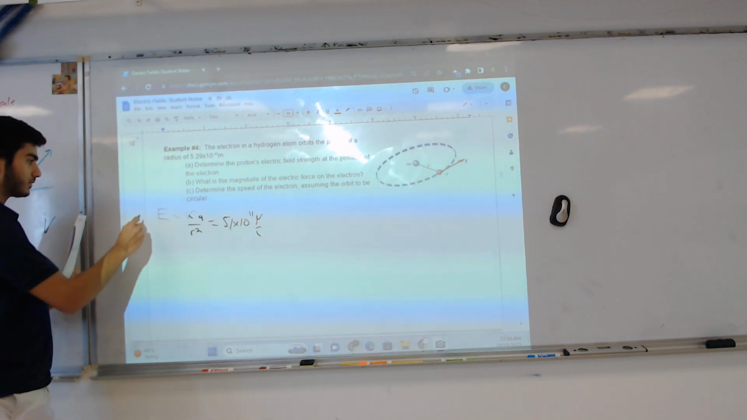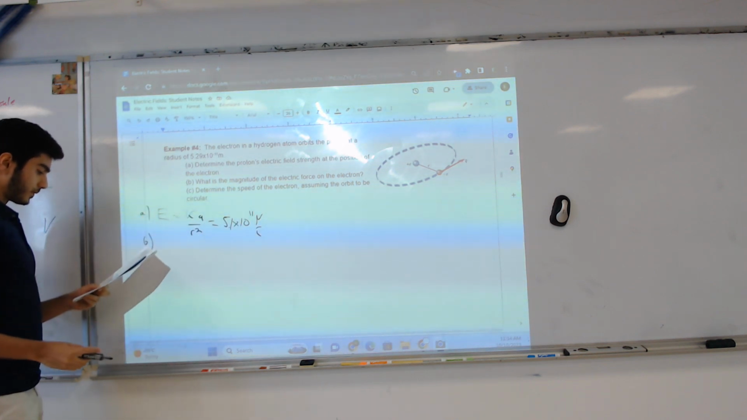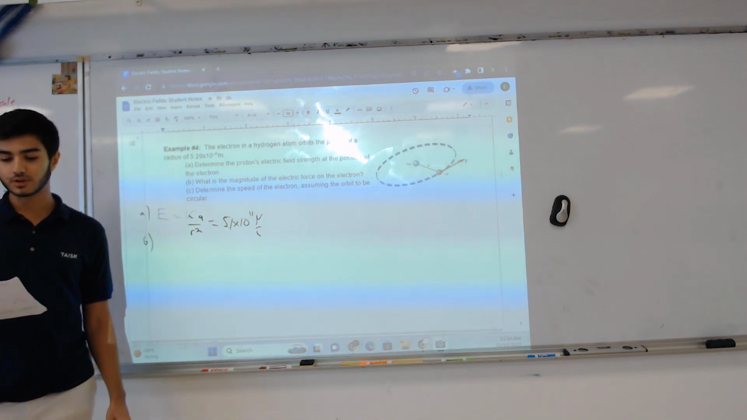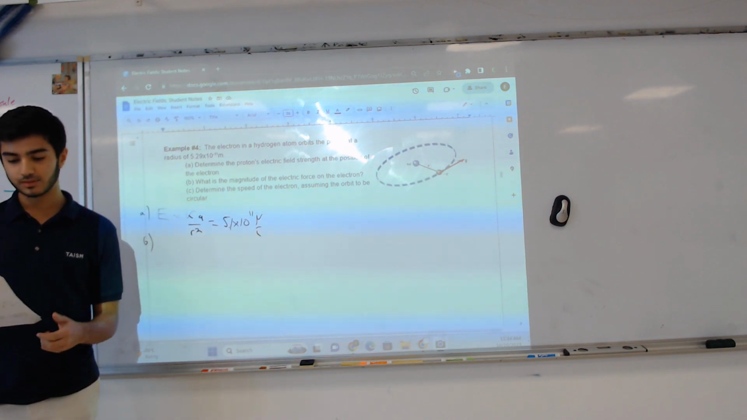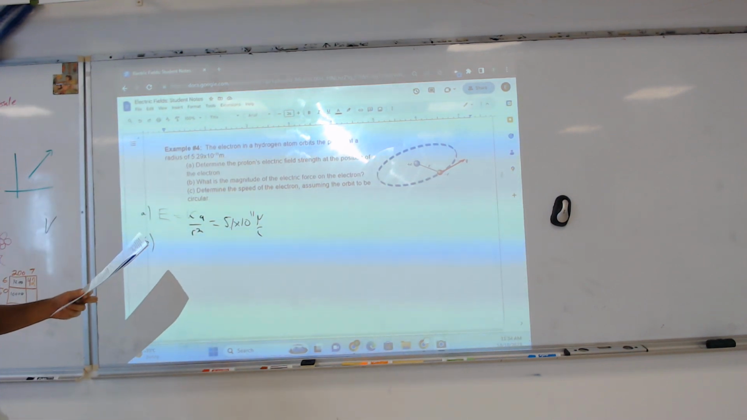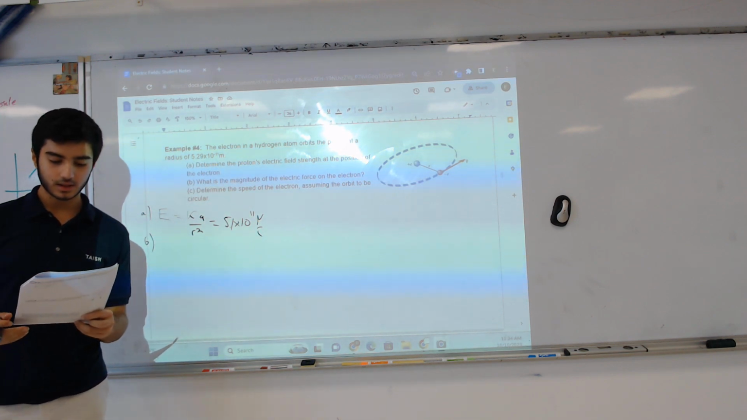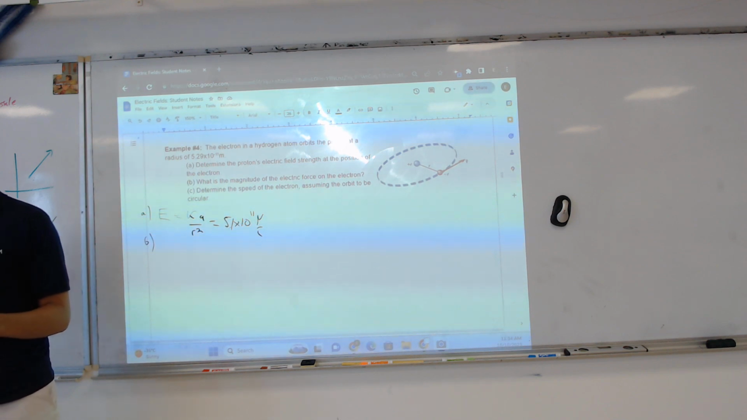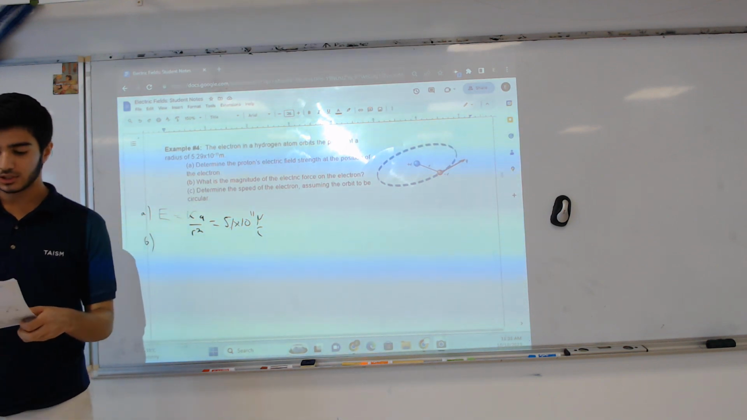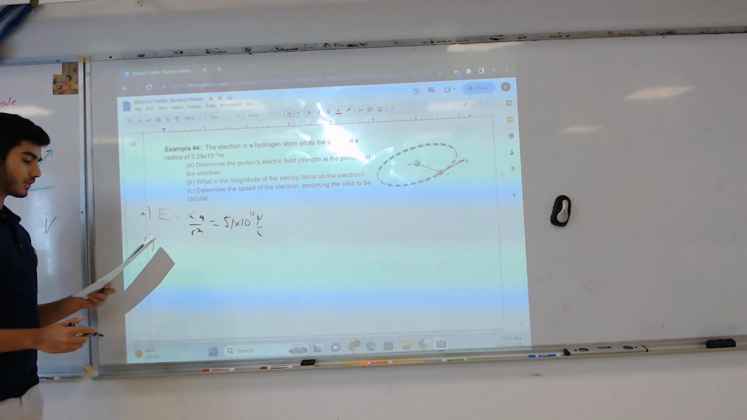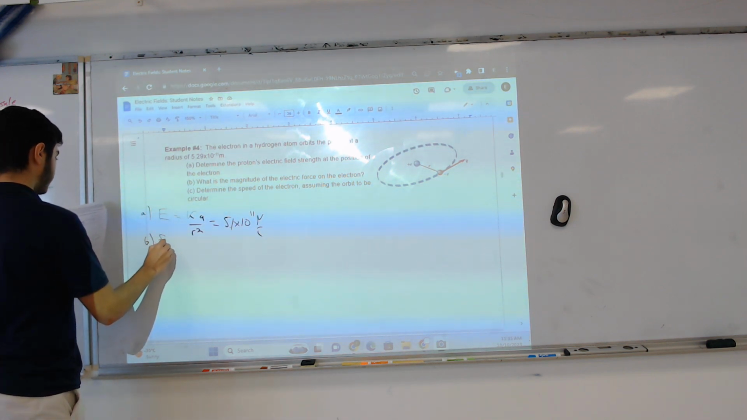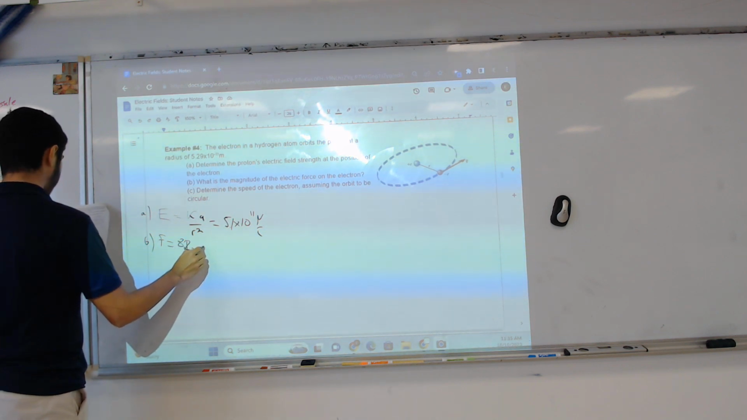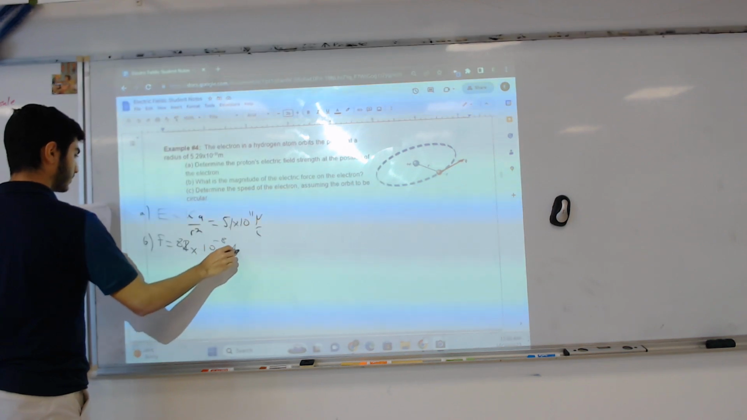And then for B, we get to solve for the force. For the force, we know that the equation is k q1 q2 over r squared. Again, we just plug the values in. For k, we get 9 times 10 to the 9. For both charges, we get 1.6 times 10 to the negative 19. And the radius, which is the distance, is also given. So solving that, given two significant figures, we get the force is equal to 8.2 times 10 to the negative 8th newtons.